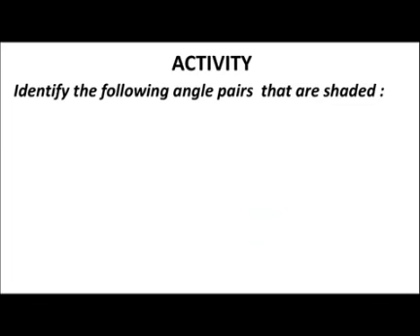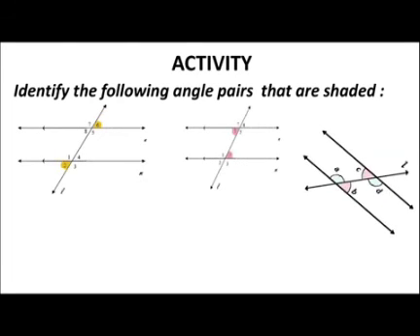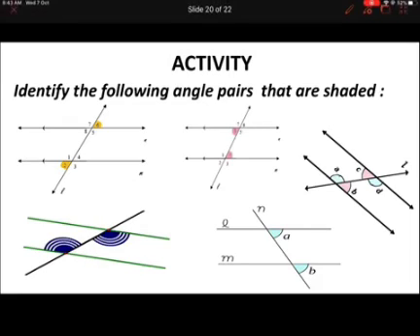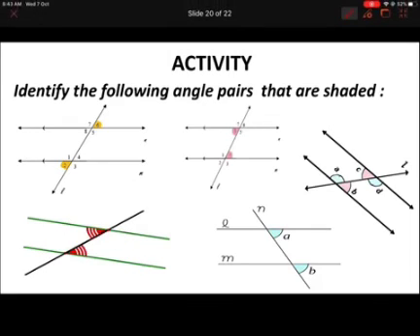Now, your activity. Identify the following angle pairs that are shaded. This is your activity for your homework, children. You can easily identify them. I think all of you know how now. It's very, very clear. This is alternate exterior angles. Very clear, is it not?